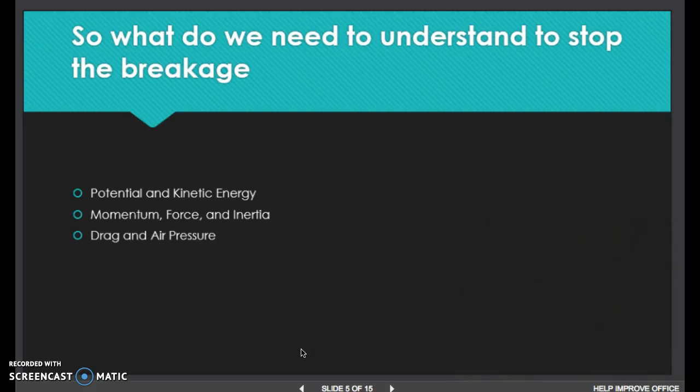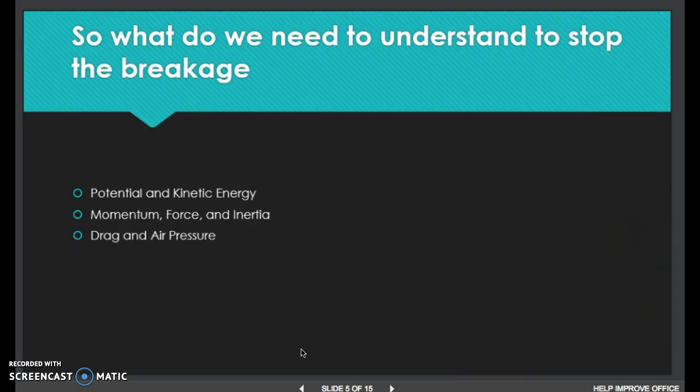So what sorts of things do we need to understand to stop these eggs from breaking when they hit the ground? Well, in general, the most basic idea is potential versus kinetic energy. After that, momentum, force, and inertia kind of help us out understanding this concept, and drag and air pressure are big. If we want to incorporate a parachute, we'll get there.